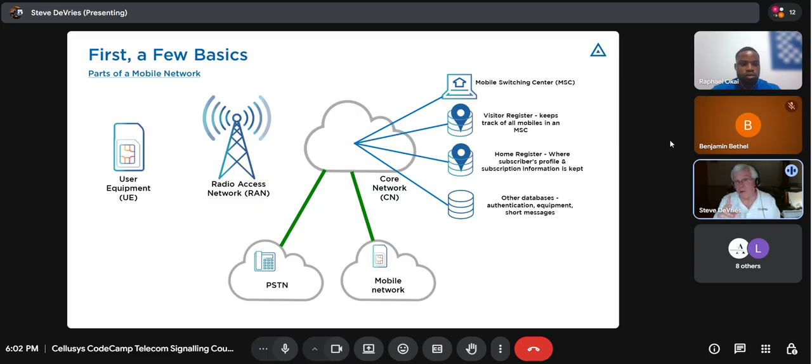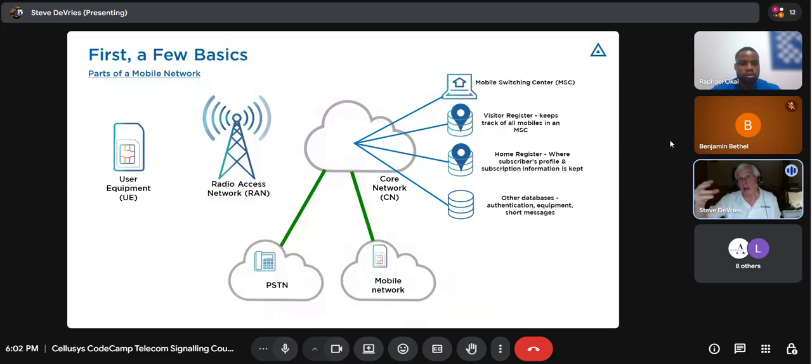Well, you have another register called the home location register. That's this device. The home location register is your central repository. It knows all of your services, plus it knows the switch where you currently are.